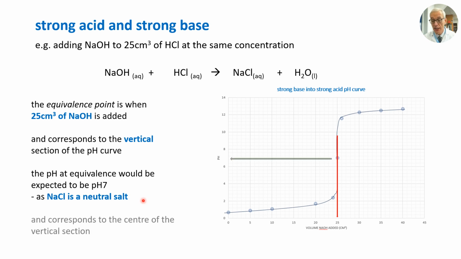And you'll find that that is positioned halfway or in the midpoint of the vertical section of the pH change curve. So the pH at equivalence can be found midway in the vertical section of the pH change curve.